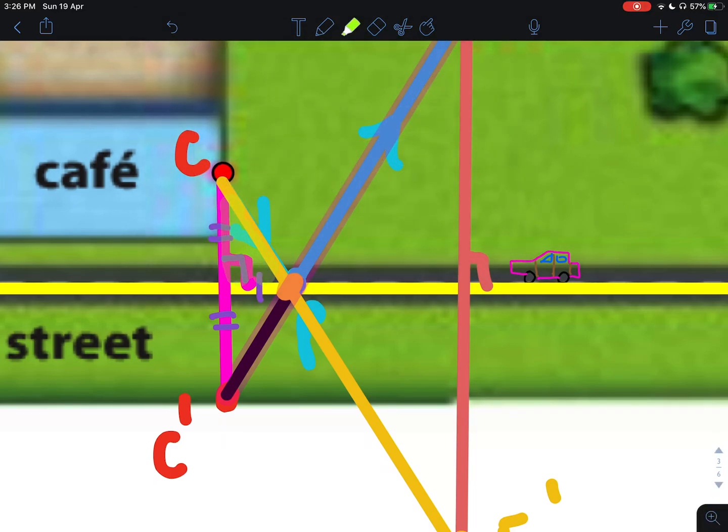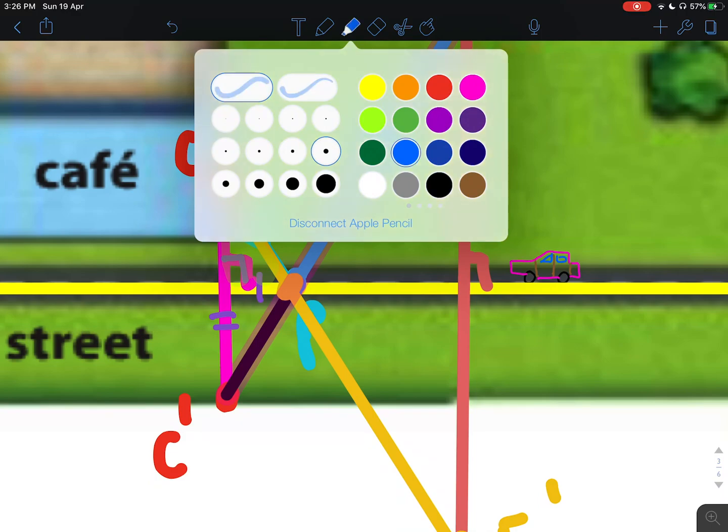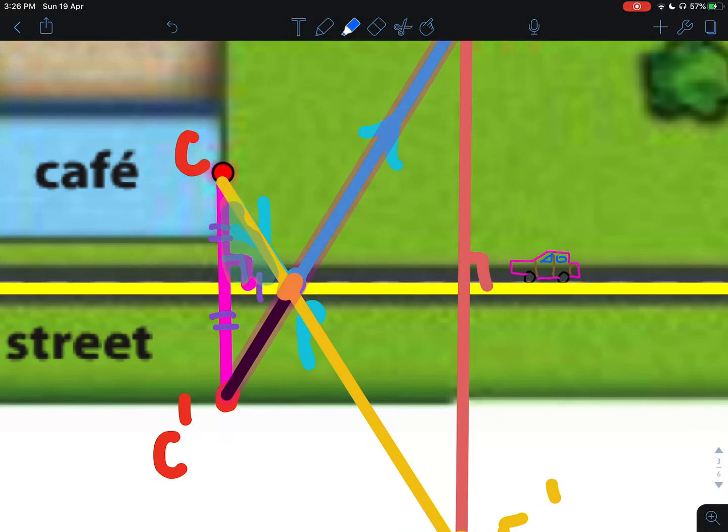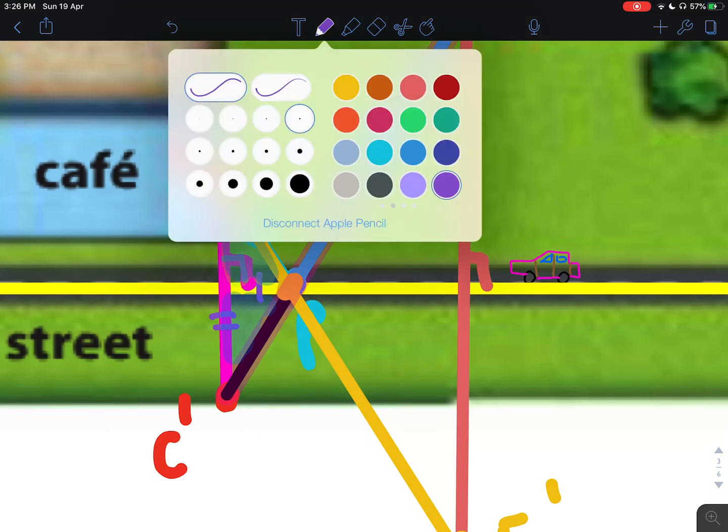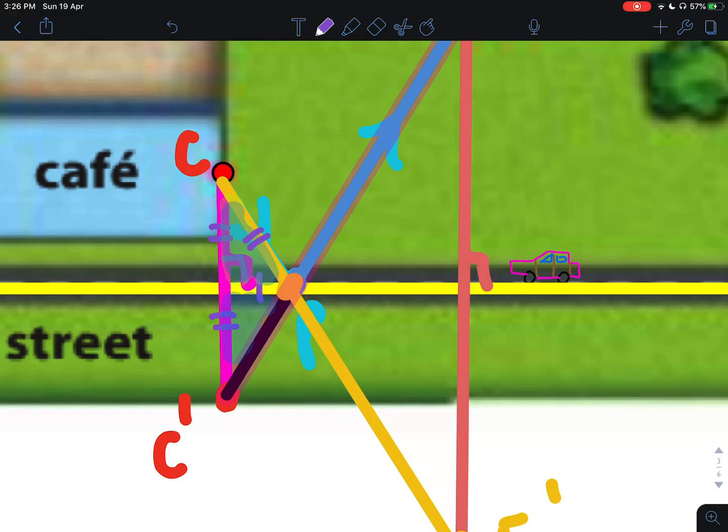This triangle over here, sorry, you can't see that very well. Let's try that again. This triangle over here and this triangle over here. Those two triangles are in fact congruent to each other, and if they are congruent, that means this segment over here is equal to this segment over here.